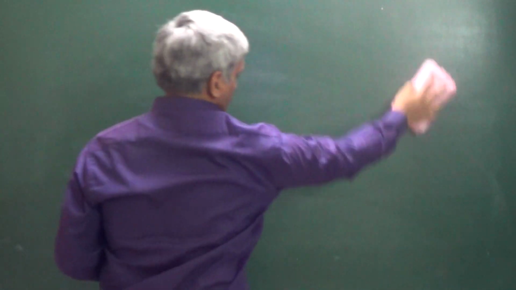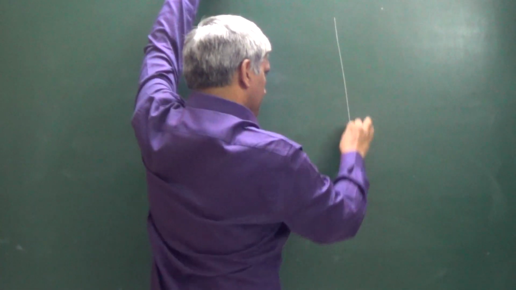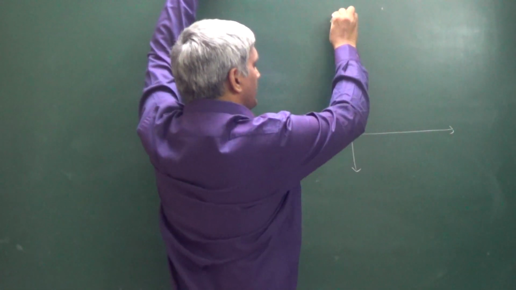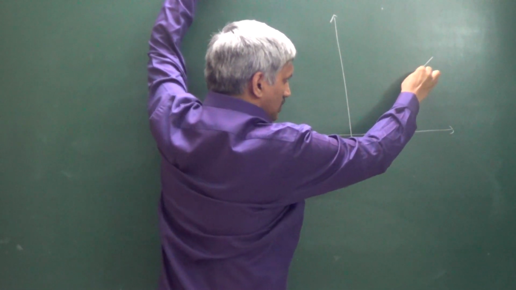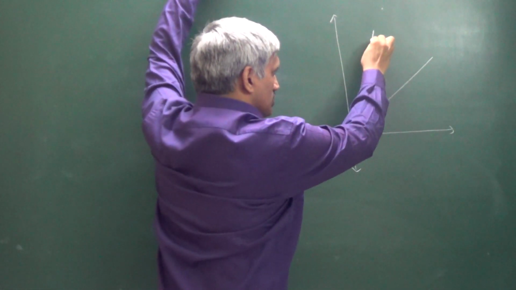Now the another discussion here we are going to do is, we are saying that the equation represents two straight lines passing through origin. Let us say this is one straight line and this is another straight line.